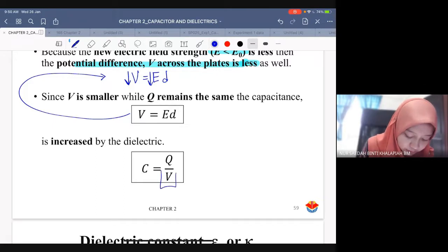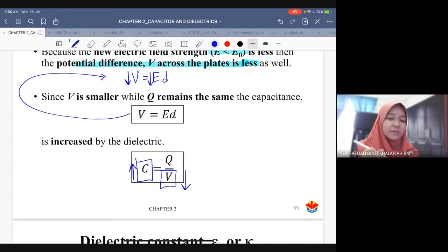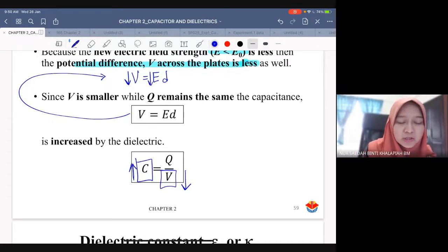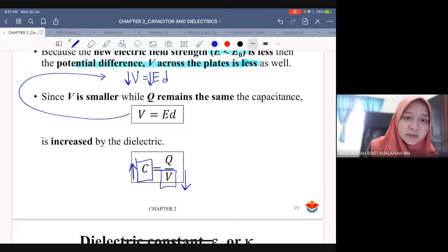So bila V kita berkurang, C akan bertambah sebab kita letak dielectrics. So itu adalah efek kenapa kita letak dielectrics. Bila kita letak dielectrics nanti electric field dalam kapasitor akan berkurang. Bila electric field berkurang, voltage akan berkurang. Bila voltage berkurang, C akan bertambah. Sebab itulah efek dielectrics. So kita put dielectric inside the capacitor is to increase the capacitance.